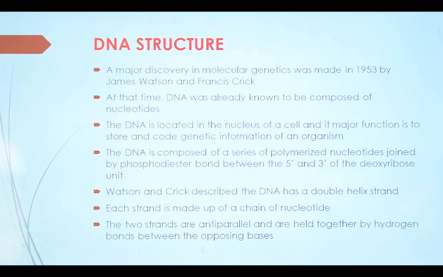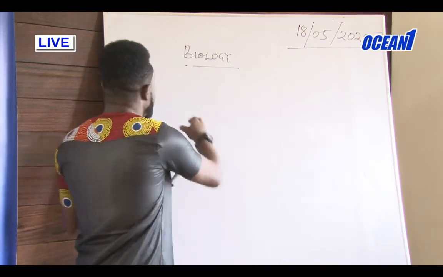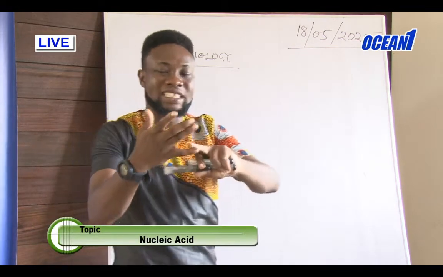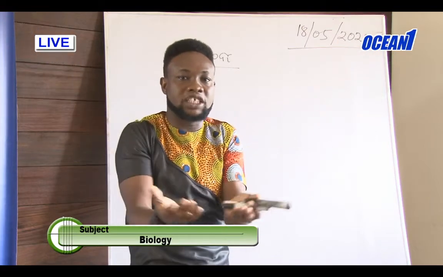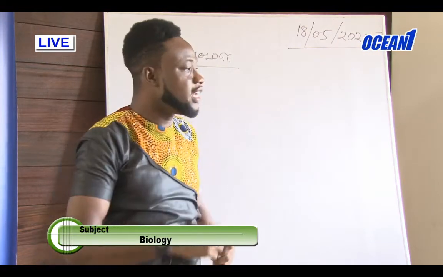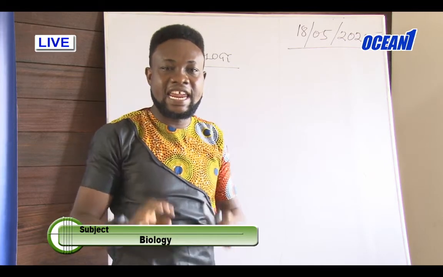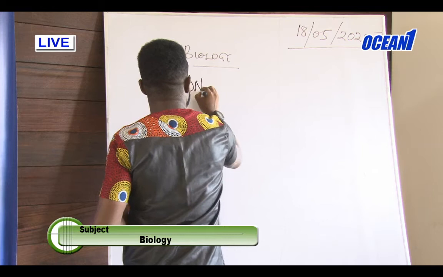All right. So now let's look at the structure of the DNA. What we're looking at is the nucleic acid. And we said that the nucleic acid involves the DNA and the RNA. So we looked at the general perspective of the nucleic acid. Now we want to zero in and consider the DNA structure.